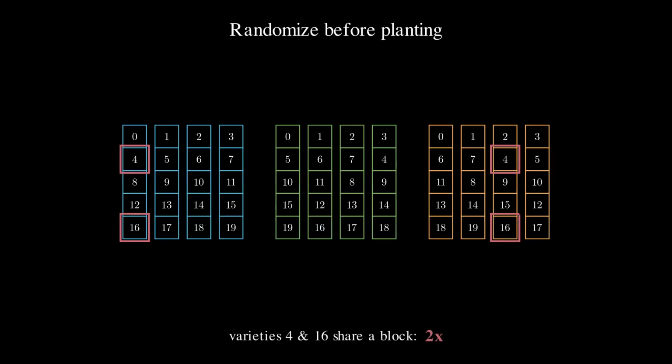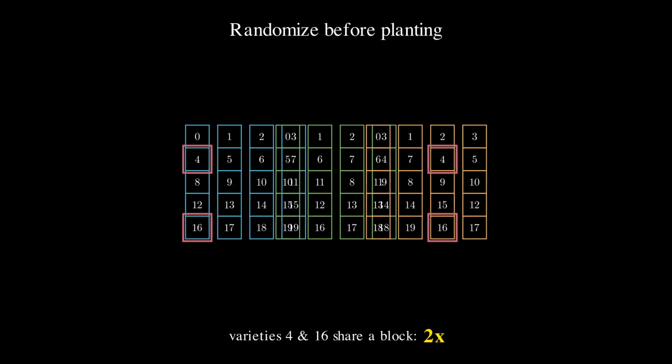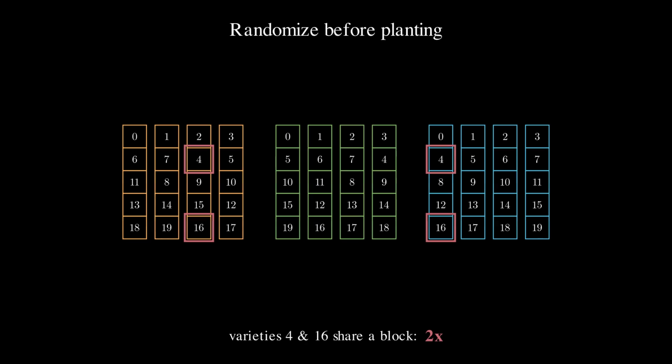The plan is systematic, so before planting we randomize it. But watch varieties 4 and 16, which share a block twice, and note they are never side by side, other plots sit between them. The maroon boxes will follow them through every shuffle. First we shuffle the order of the 3 replications. Whole replications switch places, the numbers inside each one stay exactly as they were.